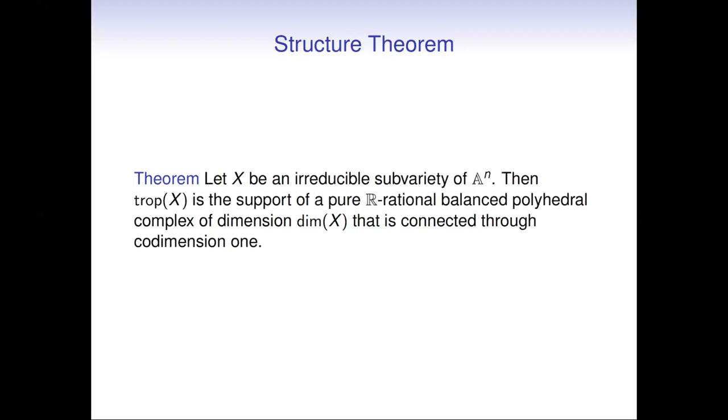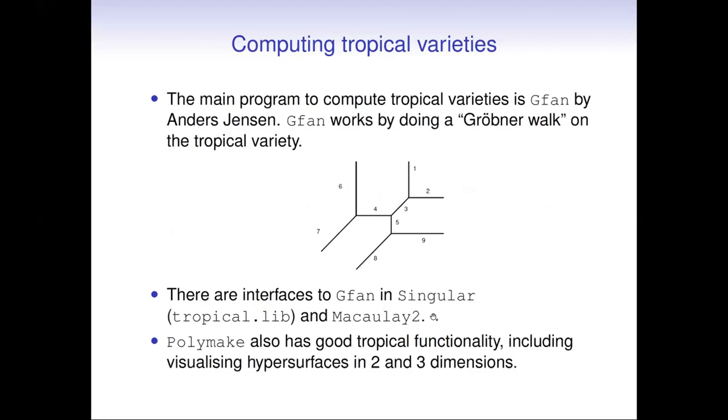Just want to finish by saying a few words about two other topics very briefly. The first is, how do we actually compute tropical varieties? If I want to do an example, well, you've seen already, particularly those of you who came to the problem sessions, that even doing an example by hand can be a bit tricky.